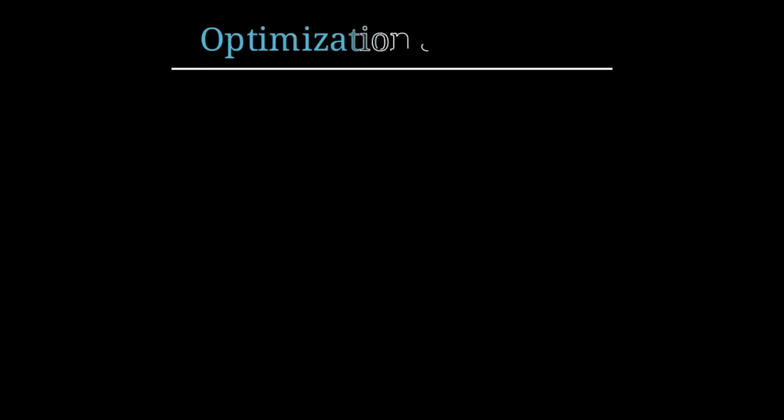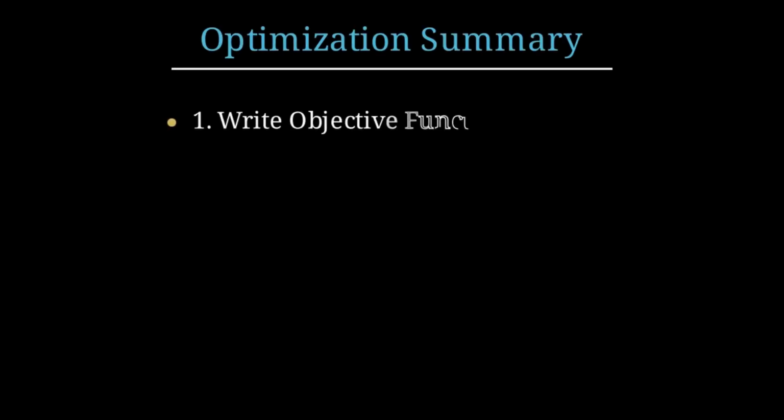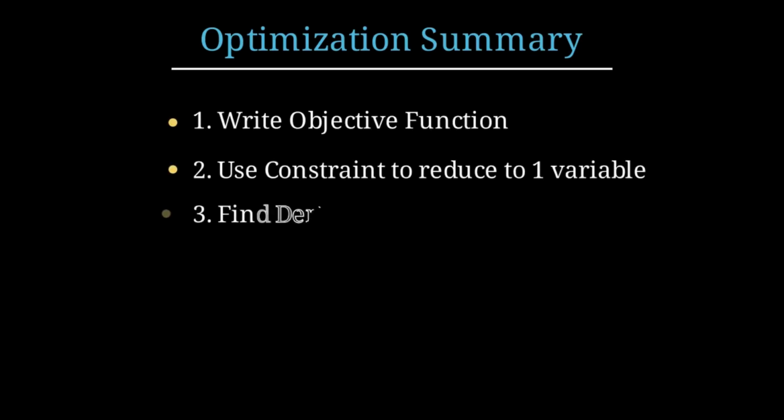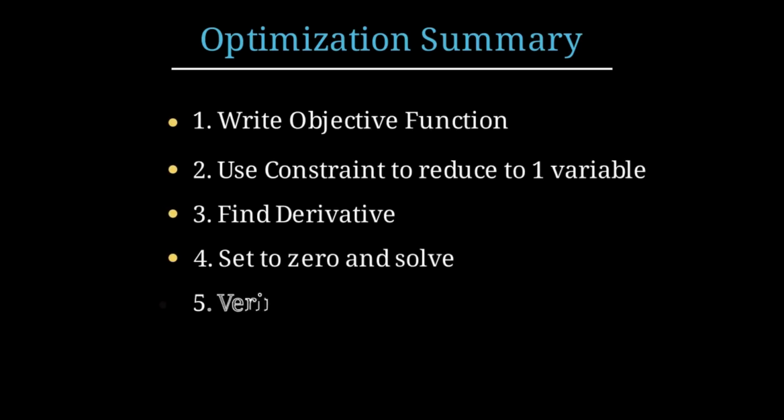To summarize, optimization is a step-by-step process. Identify what you want to optimize, use your constraints to simplify the math, find the critical points using derivatives, and always verify that your answer makes sense within the context of the problem.